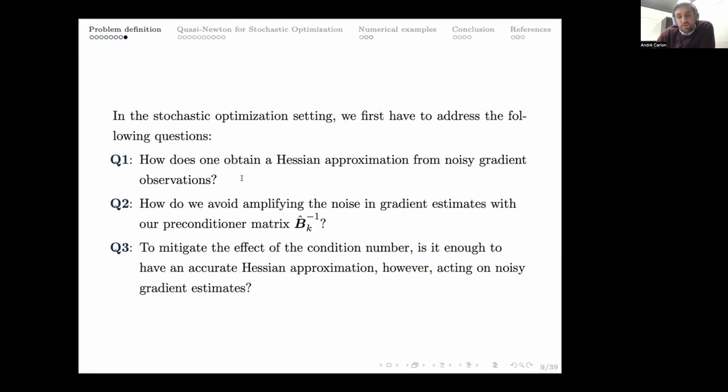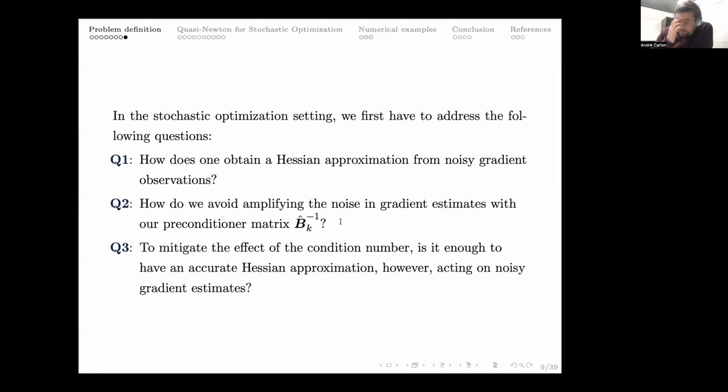Well, then there are some problems. Let's see three of these questions that we need to address. First one is, how do we actually extract the second-order information from these noisy gradient observations? It's not trivial. As I said, if we just plug in the noisy gradient information in the BFGS or DFP formulas for quasi-Newton methods, then they just fail badly and diverge.